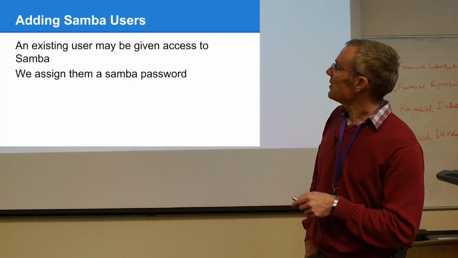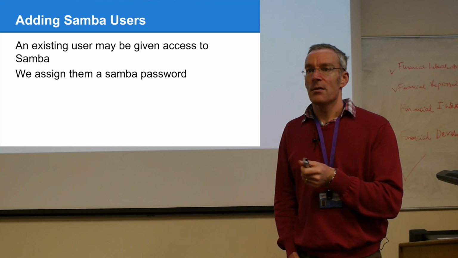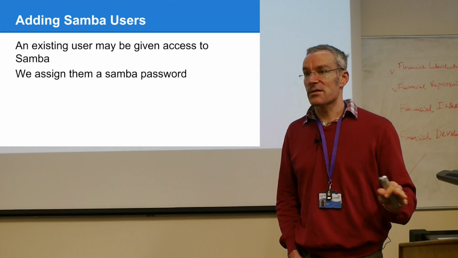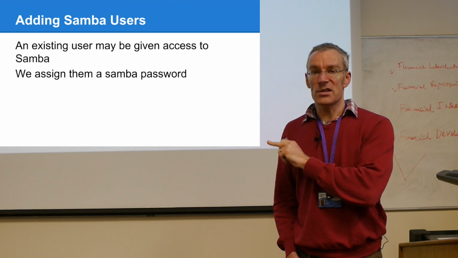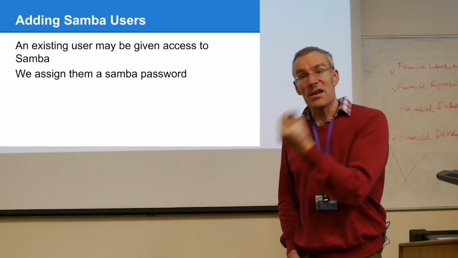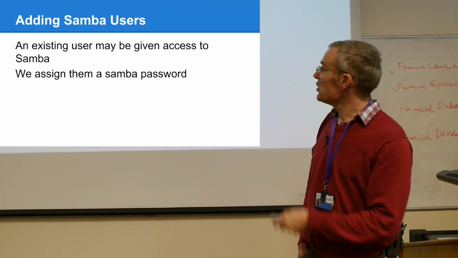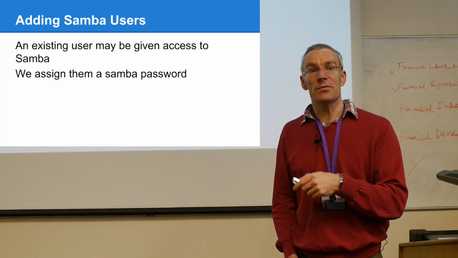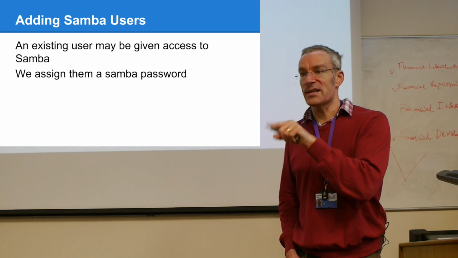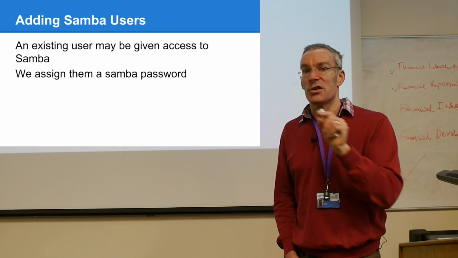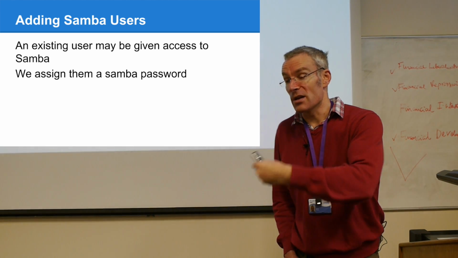Now, any existing user can be given access to Samba, but by default they don't have access. Okay, so think about this for a minute. All existing users on your Linux server may be given permission to access Samba, but you have to explicitly give them permissions. And what you do, you have to assign them a Samba password. Remember you had the passwd command to change your password? There's another command called smbpasswd. And as soon as you assign them a password for SMB, they can log in and connect to these shares.